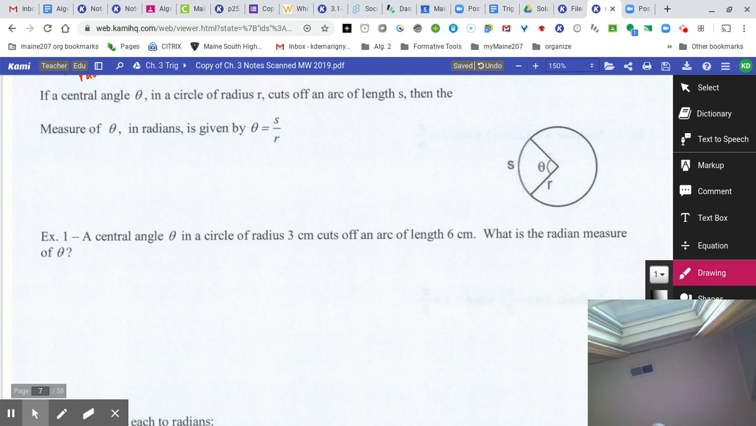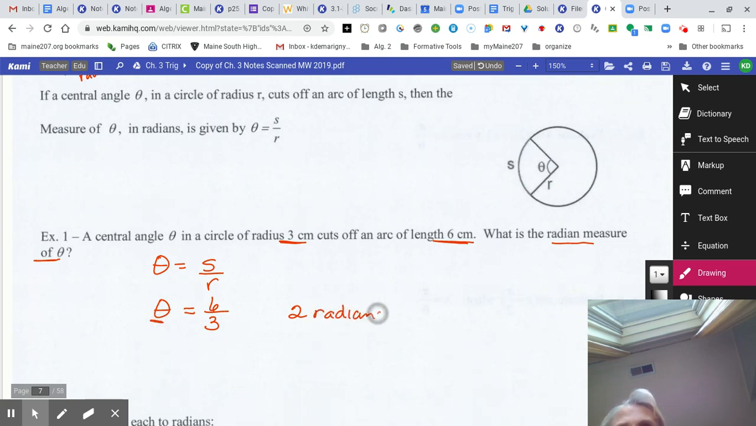So a central angle theta in a circle with a radius of 3 centimeters cuts off an arc length of 6 centimeters. What is the radian measure of theta? Remember that theta is equal to the arc length divided by the radius. So our radian measure is equal to the length, which is 6, divided by the radius, which is 3. So our angle theta is 2 radians.